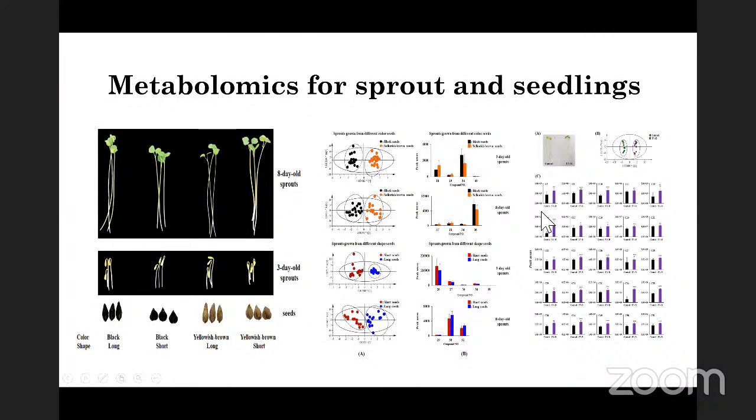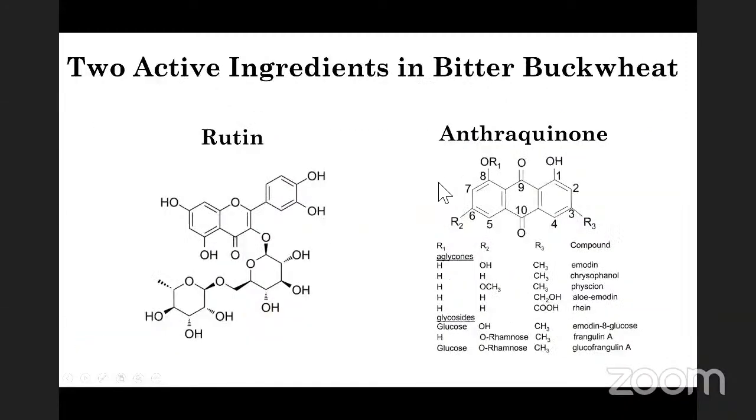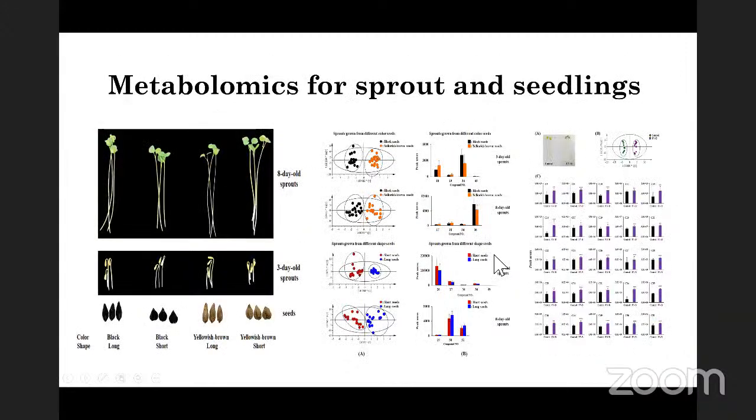We also observed the difference of the metabolomics between the different tartar buckwheat sprouts. We use the metabolomics tools to discriminate the different colors of the tartar buckwheat. We also use UVB to promote the flavanone and isoquinone composition of the tartar buckwheat seed.